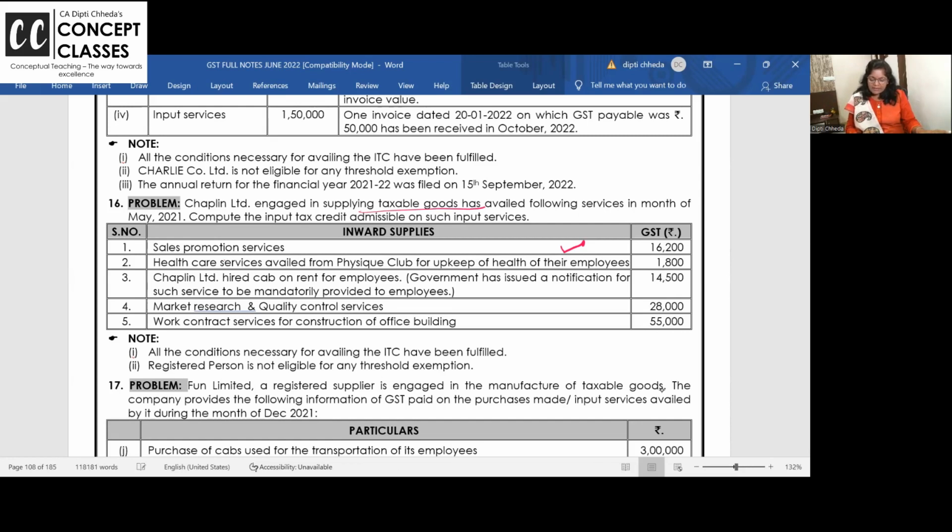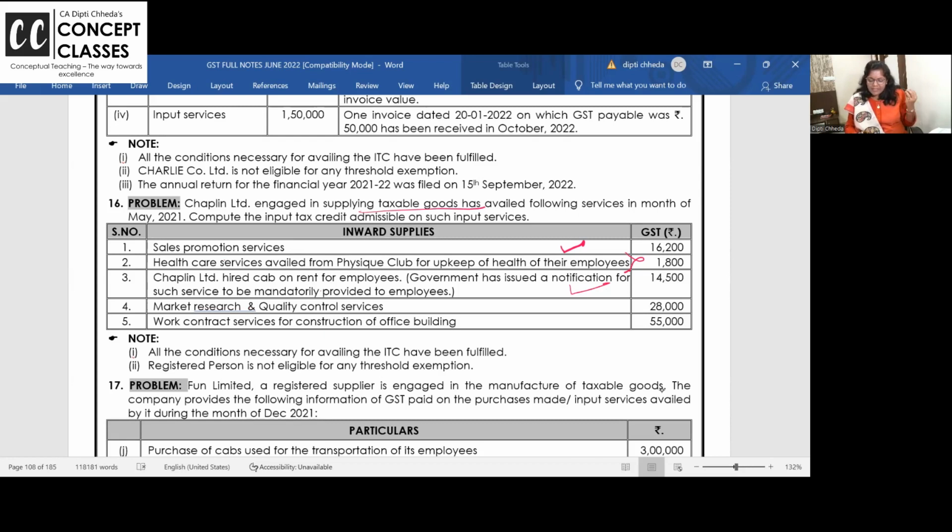Healthcare for employees? No. They hired a cab for rent of employees. Government has issued a notification mandatory for employees. Oh, government said under Factories Act कि आपकी फैक्ट्री बड़ी दूर है, माइन के पास है, आपको to and fro transport देना चाहिए. So you are providing cab service for your employees. On that you are paying 14,500 GST, and that cab service is under the notification. Answer is yes.